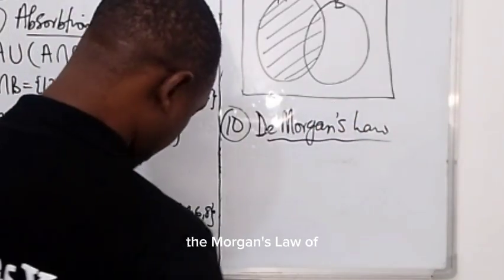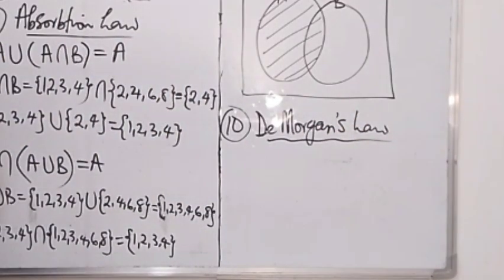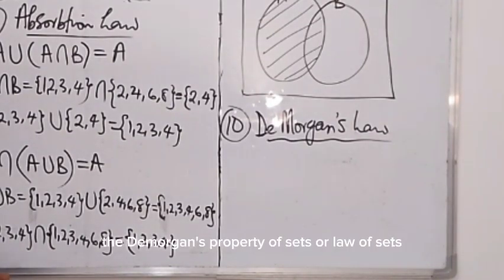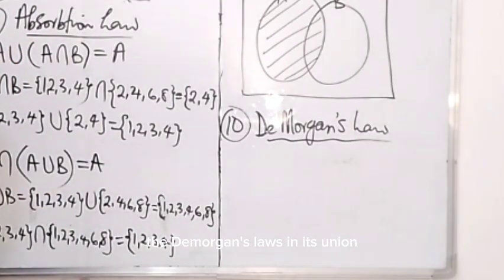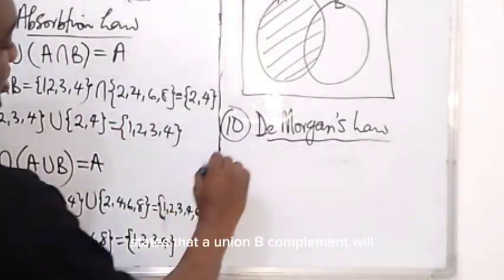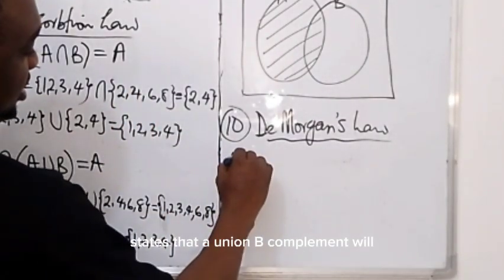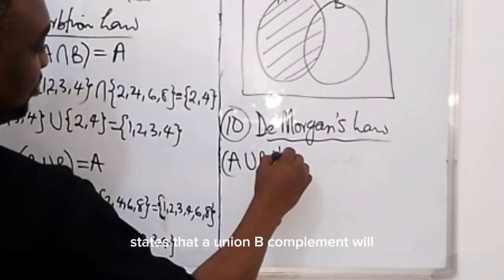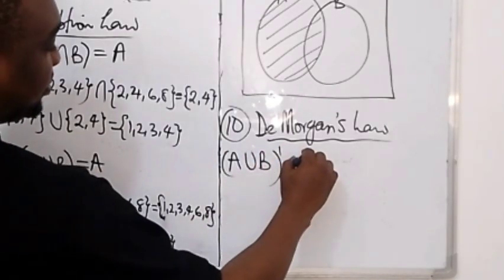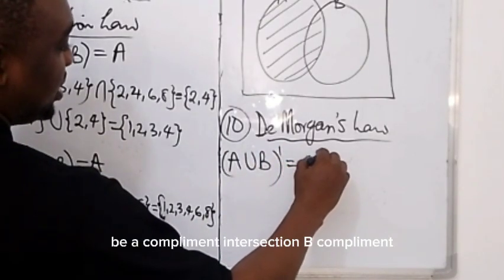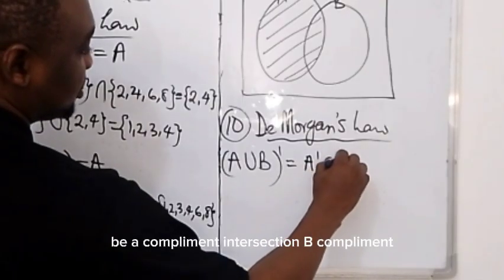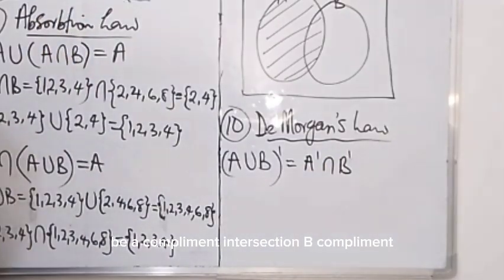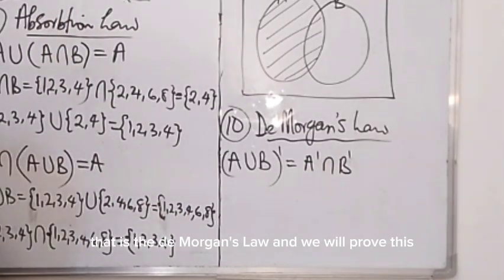De Morgan's law of sets. The De Morgan's property, or law of sets. The De Morgan's law in its union states that A union B complement will be A complement intersection B complement. That is the De Morgan's law.